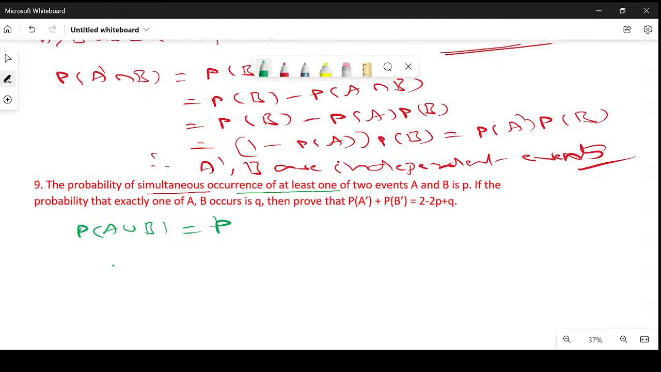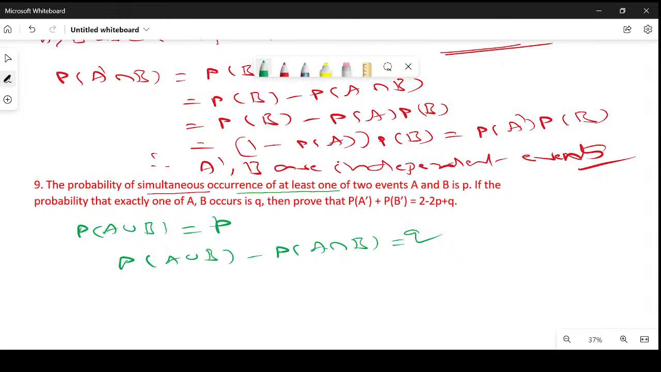Correct. So I can also take the meaning of that. Exactly one of A, B occurs means the probability is P of A union B minus P of A intersection B. I can write this one: P of A union B minus P of A intersection B, which is equal to Q. This is given.